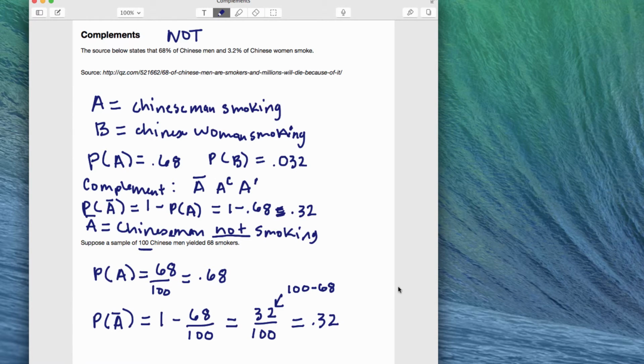So a couple things to notice here. The word complement, notice how it has the E there. That's how we spell it in math land. In an English class, you would probably spell it with an I, and that's when you say something nice about a person. But in math class, complement is spelled with an E.